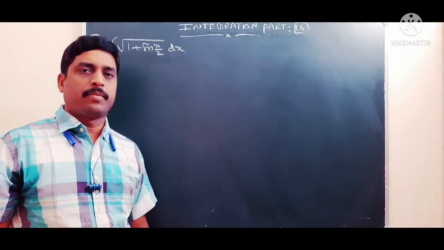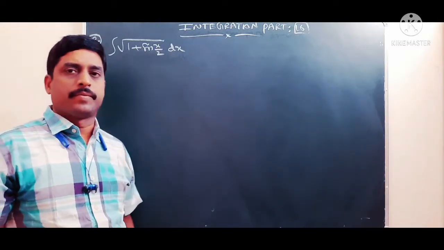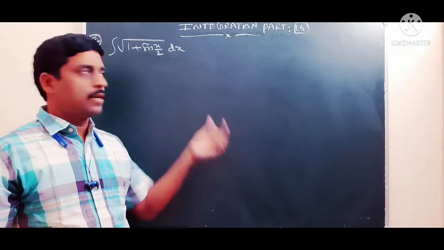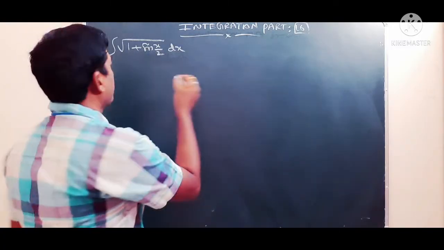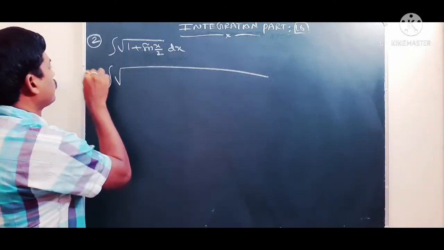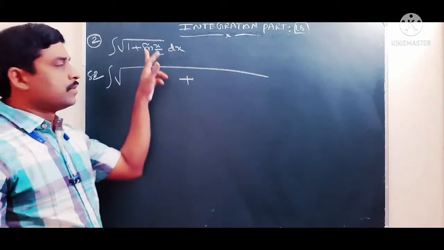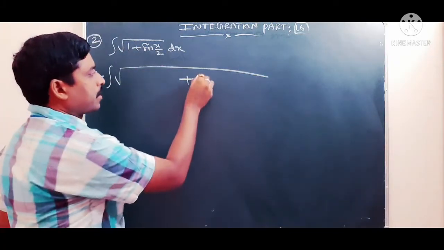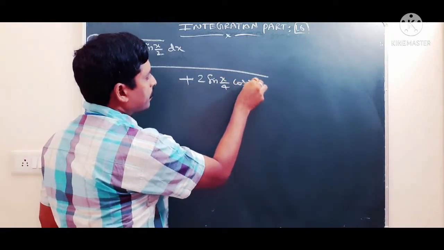Let us go to the next problem. Integral under root 1 plus sin x by 2. We have the formula for 1 plus sin x by 2: 2 sin x by 4 cos x by 4.